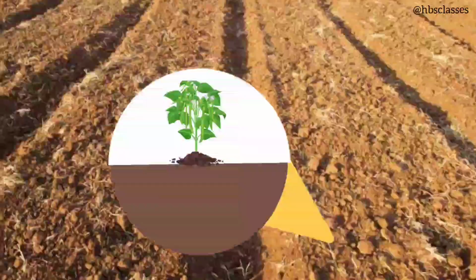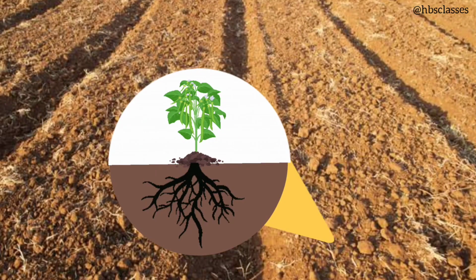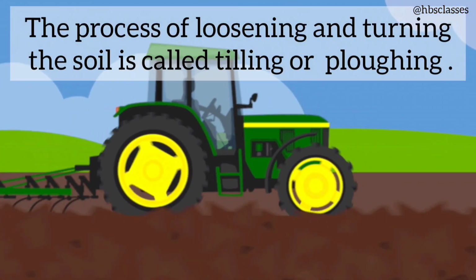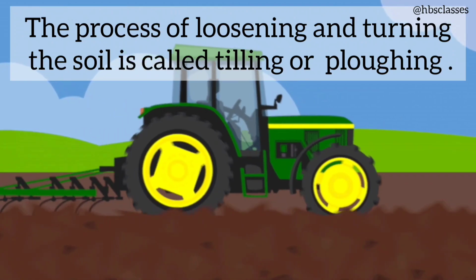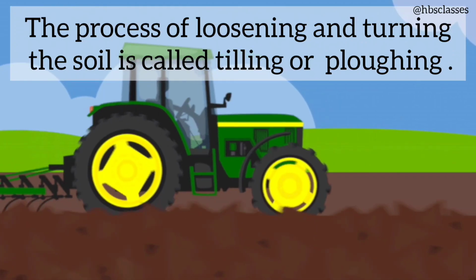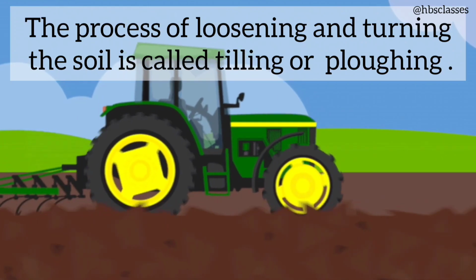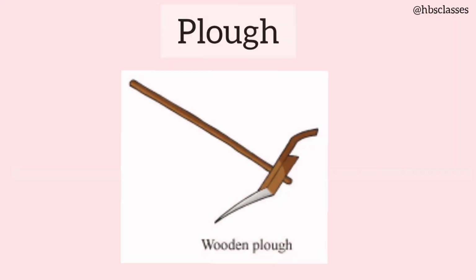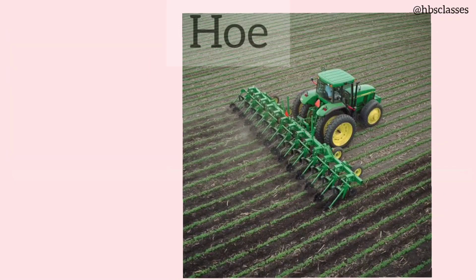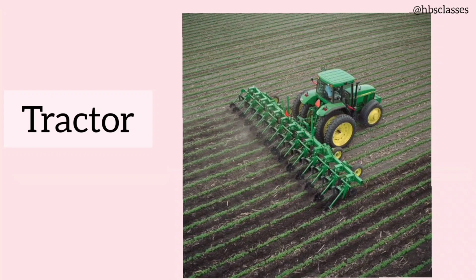Apart from these, loosening of soil also allows the roots of growing crops to penetrate deep into the soil and helps the plant to breathe easily. The process of loosening and turning of the soil is called tilling or plowing. This is done with the help of different agricultural implements such as plow, hoe, and tractor-driven cultivator.